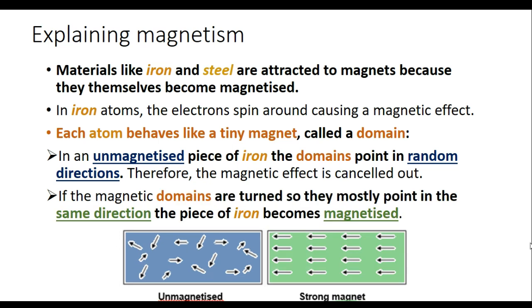If the domains are turned so that they mostly point in the same direction, the piece of iron becomes magnetized. So it starts to become magnetic. And you can see in the diagram below in green, all the arrows, the domains, are pointing in the same direction. Because all of the arrows are pointing in the same direction in the picture, it shows that it's a strong magnet, it's strongly magnetized. And that's because all of the domains are pointing in the same direction.